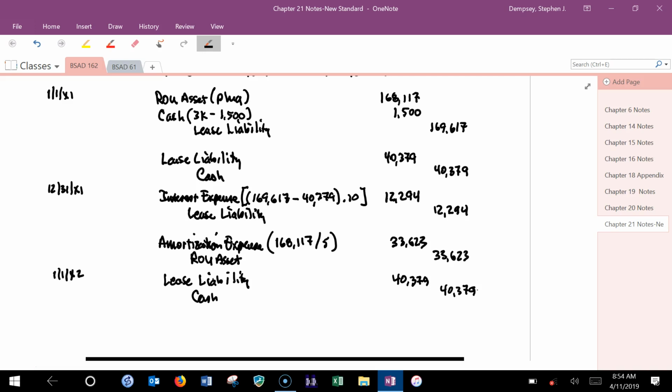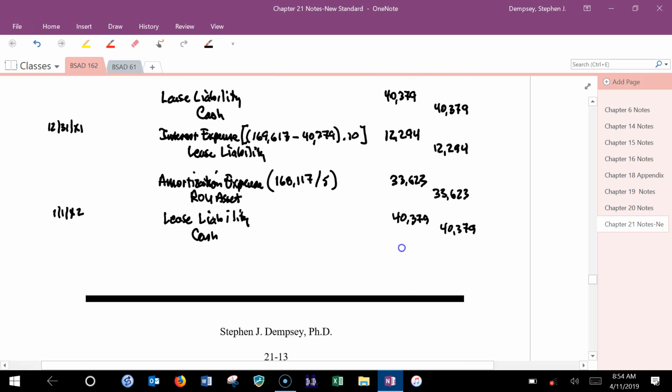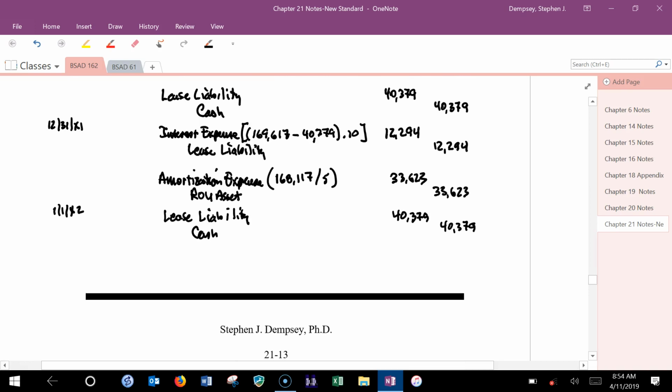I'm not going to test you on that little tidbit, but that's what would happen. Would it be helpful if I put it in the notes anyway? All right, so why don't we go ahead and write something like that down? Lessor would include the executory costs in its lease receivable.